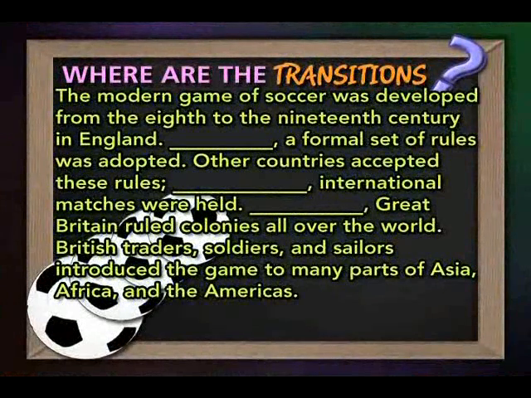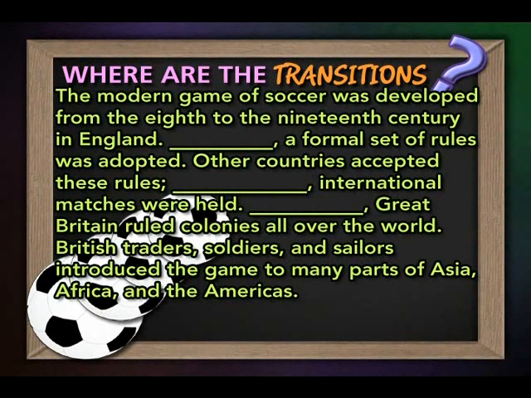Here's how I did it. Your answer may vary a little bit from mine, but make sure that you chose the transitions that show the relationships that you want. The modern game of soccer was developed from the 18th to the 19th century in England. I put here the date because I thought that made the most sense. In 1863, a formal set of rules was adopted. I wanted to know exactly when. So I went for a transition that showed time.